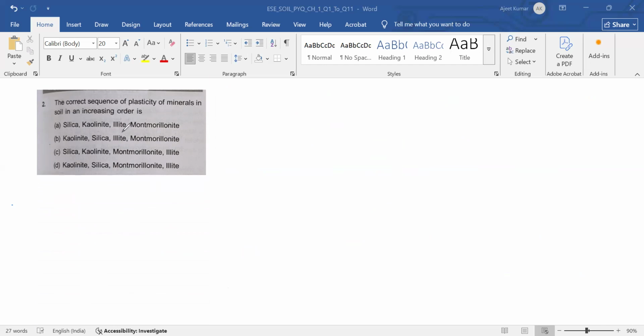Plasticity is highest in case of montmorillonite, intermediate in case of illite, and least in case of kaolinite as compared to illite and montmorillonite. But silica has the least plasticity, then kaolinite, then illite, then montmorillonite. So the answer will be A.